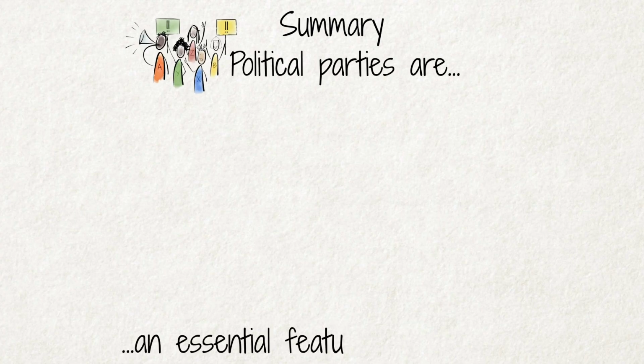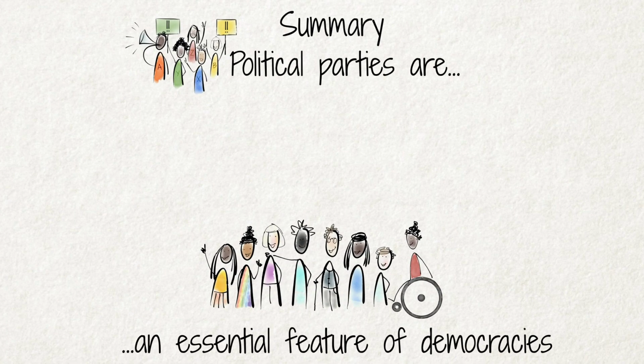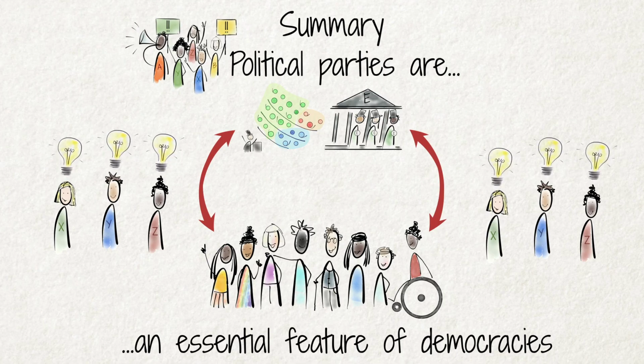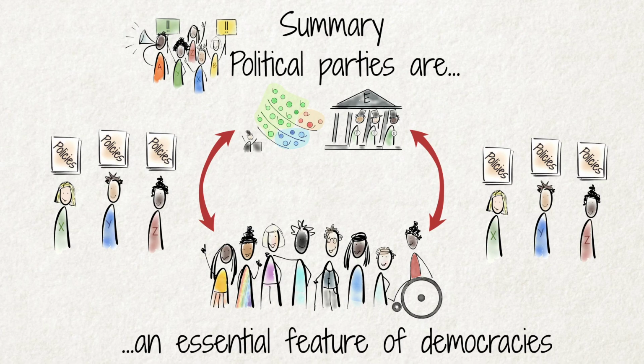Summary. Political parties are an essential feature of democracies. Political parties connect people and politics. They ensure that there are different ideas and choices for voters. They turn the needs of citizens into policies, and they represent citizens in parliament and in government. By voting for a political party at elections, you help to strengthen democratic processes.